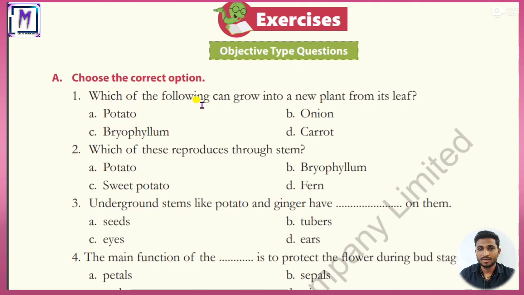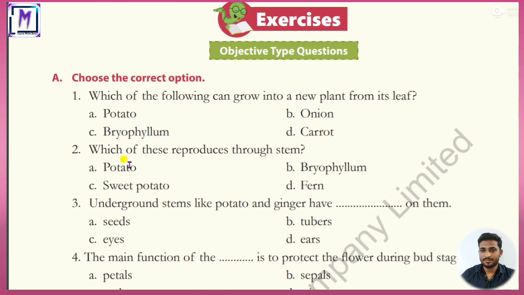Which of the following can grow into a new plant from its leaf? That means which plant among the options given below reproduces from its leaf. The first option is potato. As we know, potatoes are reproduced through their nodes or eyes, right? Then onions are reproduced through their bulbs. But bryophyllum is the plant here which is reproduced through its leaves. And carrots, we know, are reproduced through the roots.